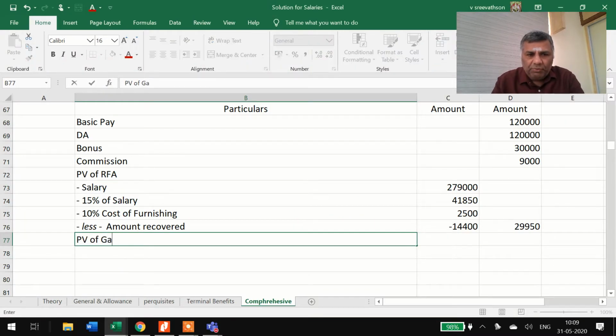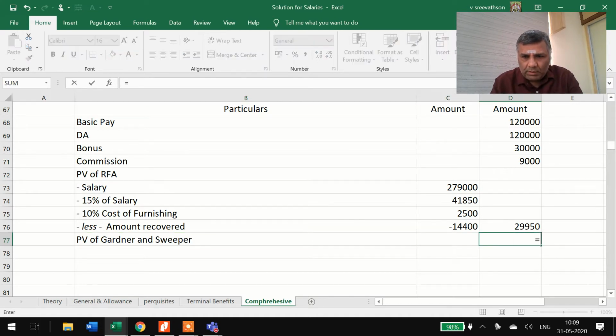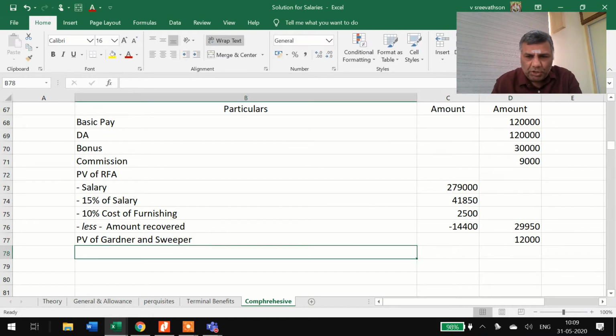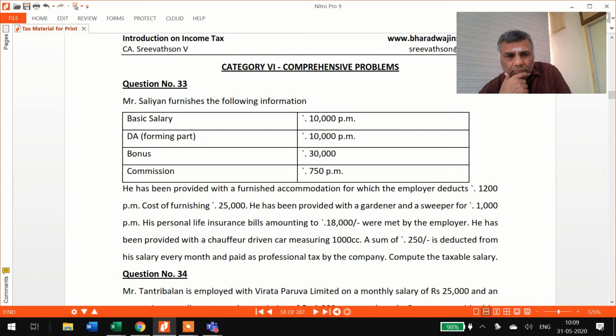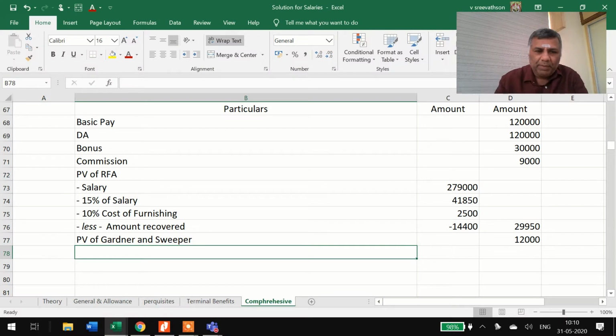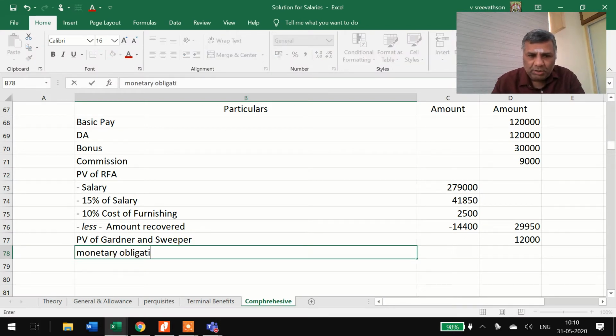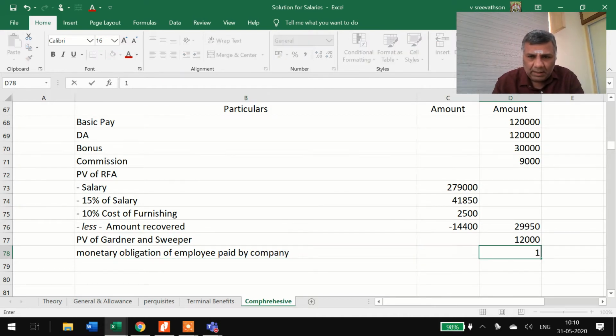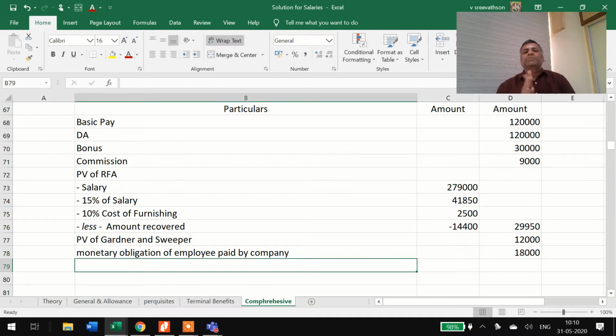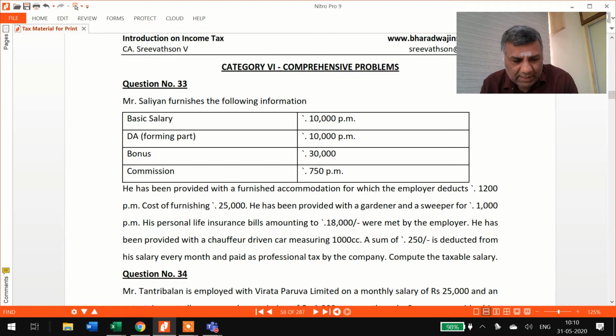PV of gardener and sweeper, 1,000 per month, my dear friends. 1,000 into 12, 12,000. His personal insurance bills were paid by the company. Monetary obligation of the employee paid by the company, 18,000. These are his personal expenditure paid by the company, so it will be fully taxable.